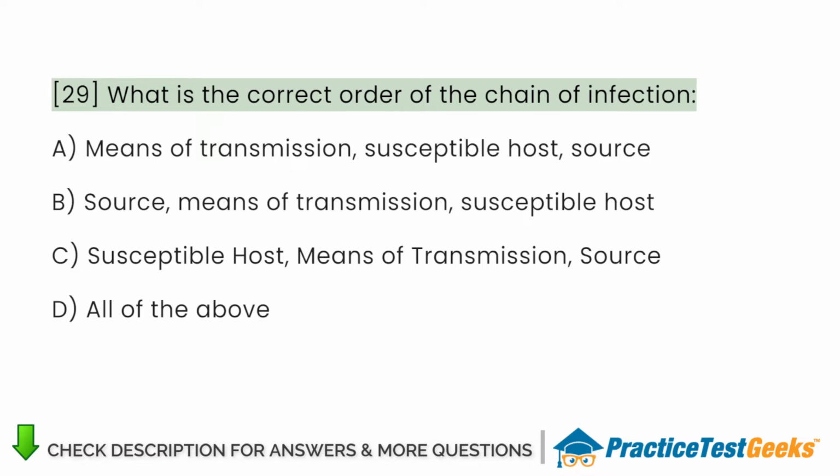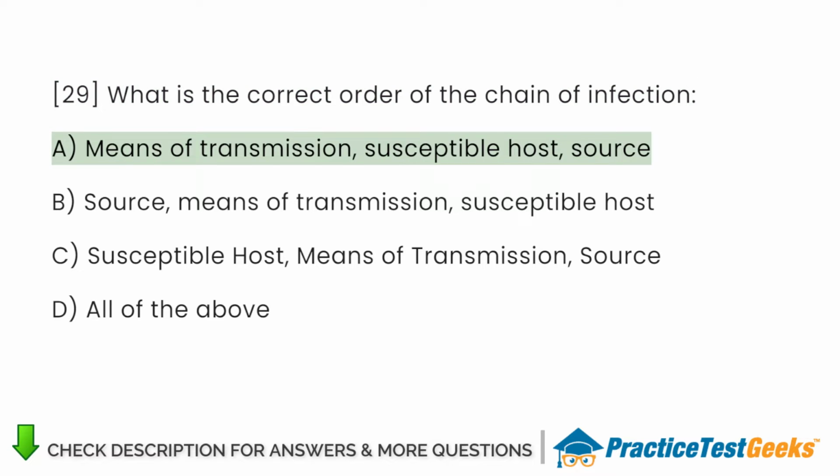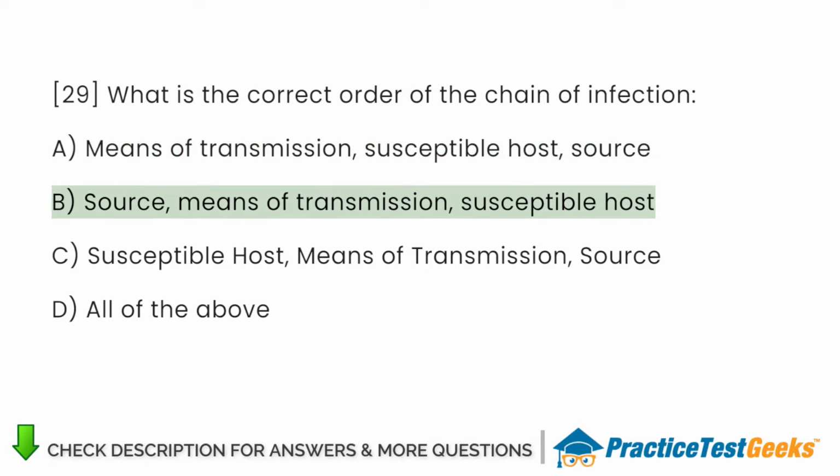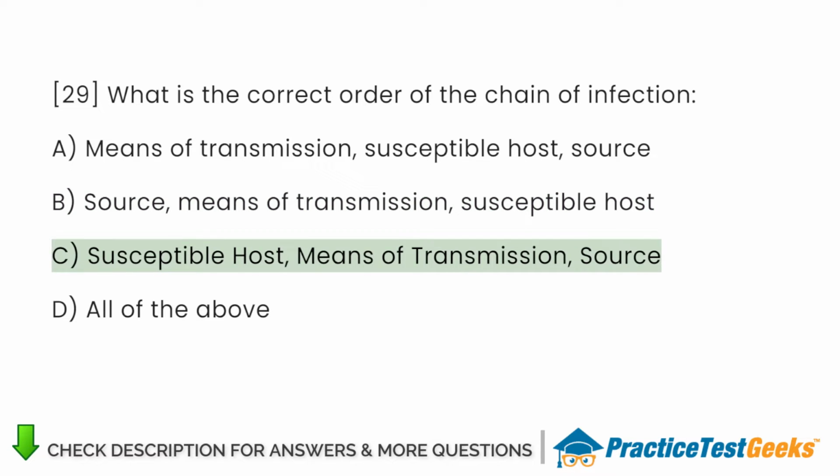What is the correct order of the chain of infection? A. Means of transmission, susceptible host, source. B. Source, means of transmission, susceptible host. C. Susceptible host, means of transmission, source. D. All of the above.